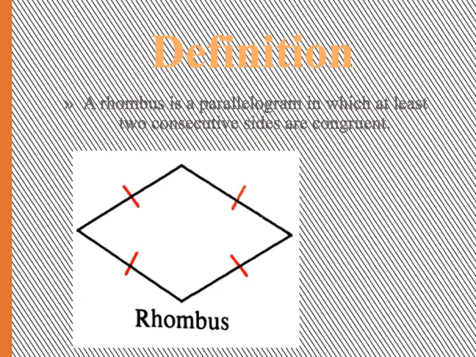Today we'll be teaching about rhombuses. A rhombus is a parallelogram in which at least two consecutive sides are congruent. Which means that these two sides are congruent to these two sides. Which means that all of these sides are congruent.